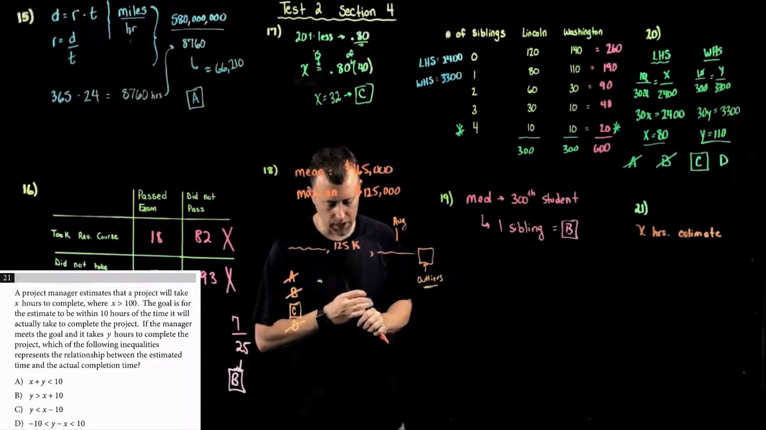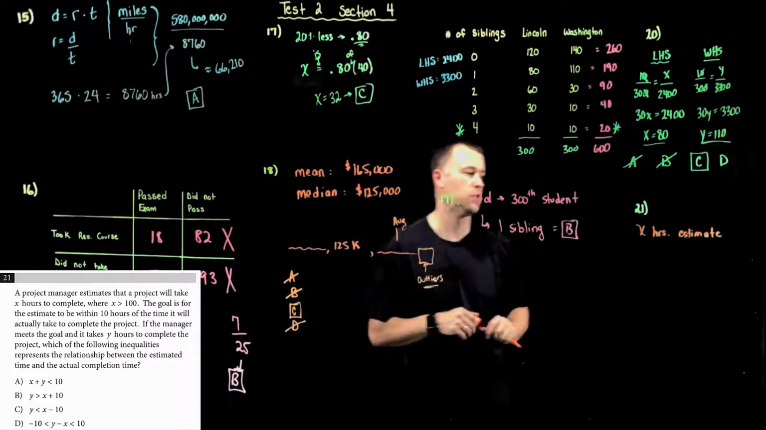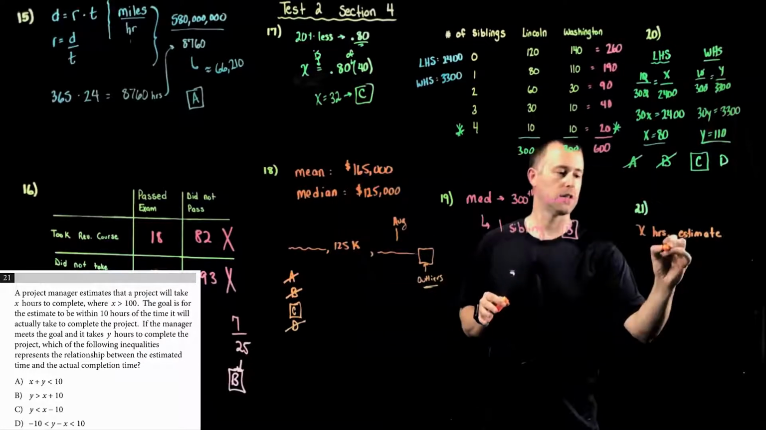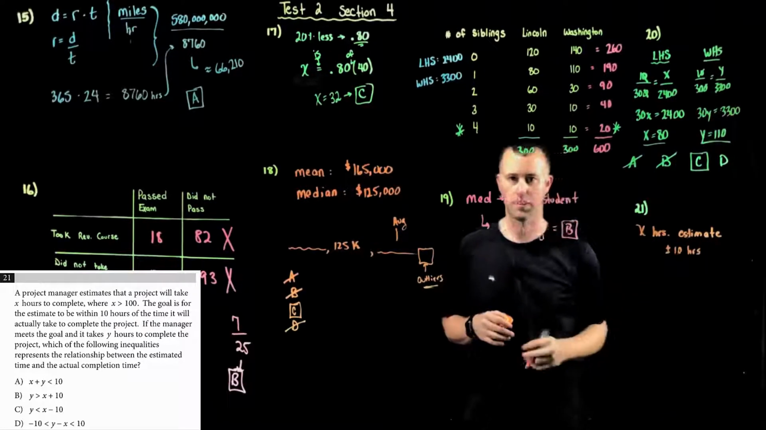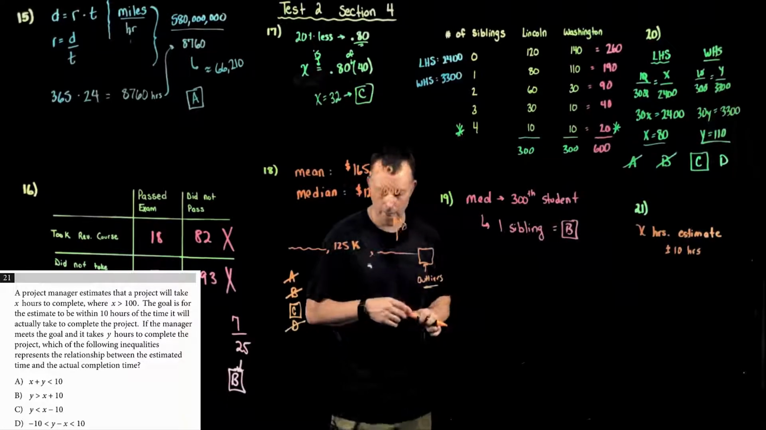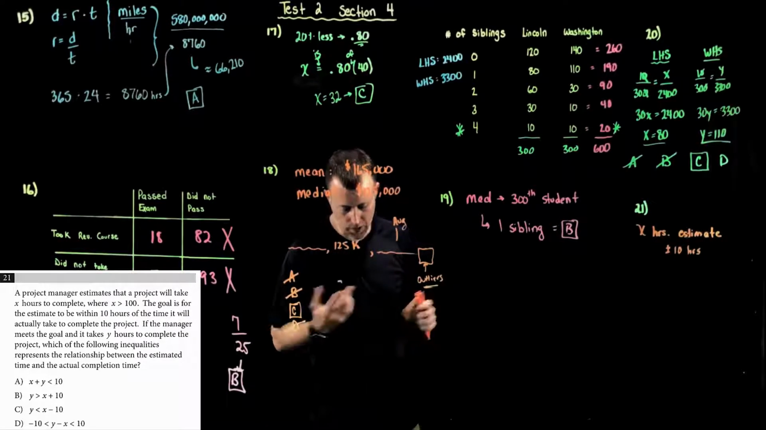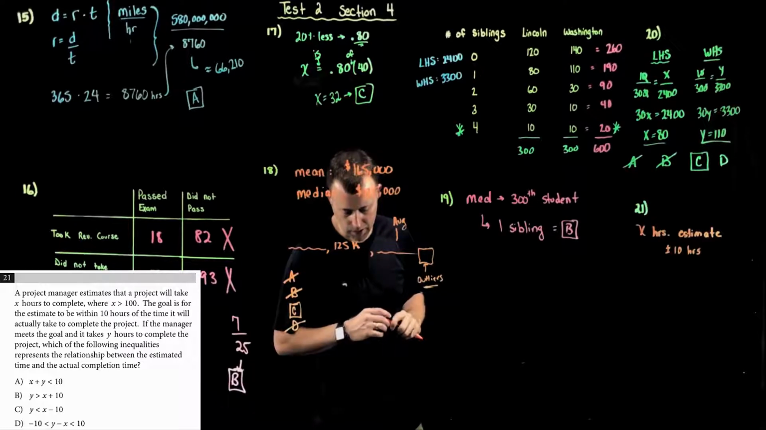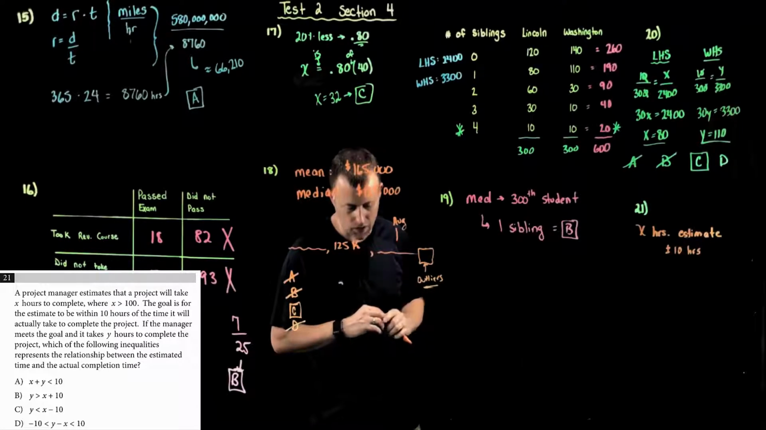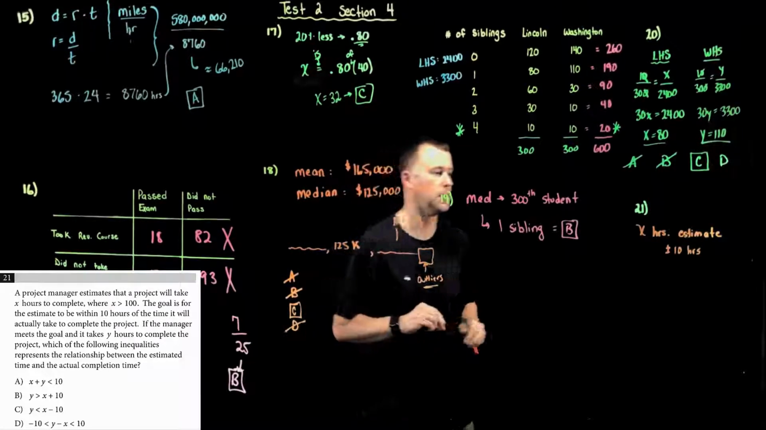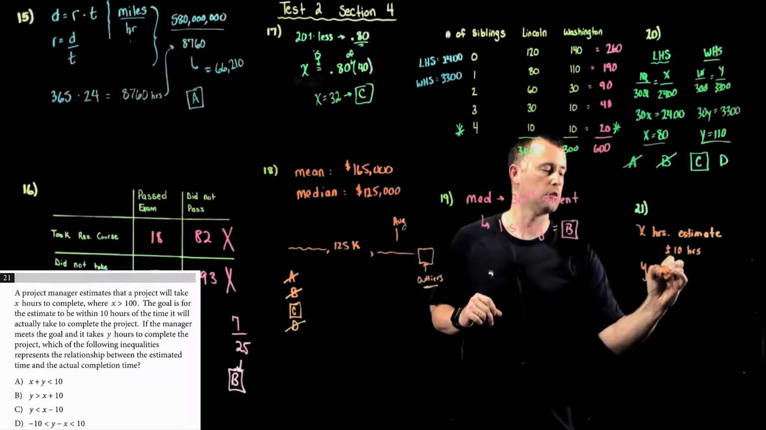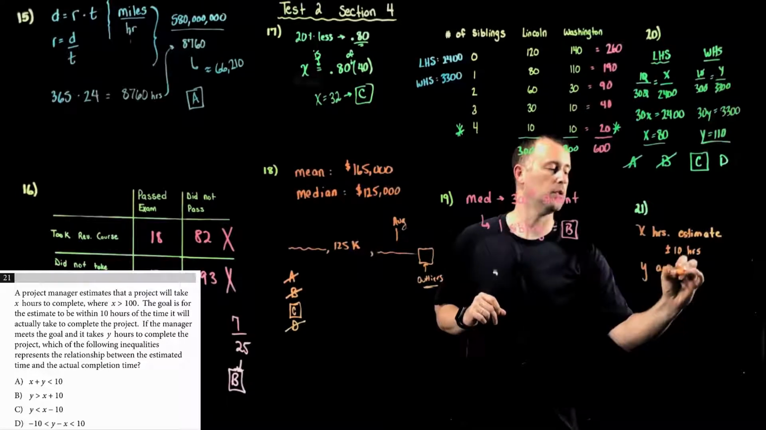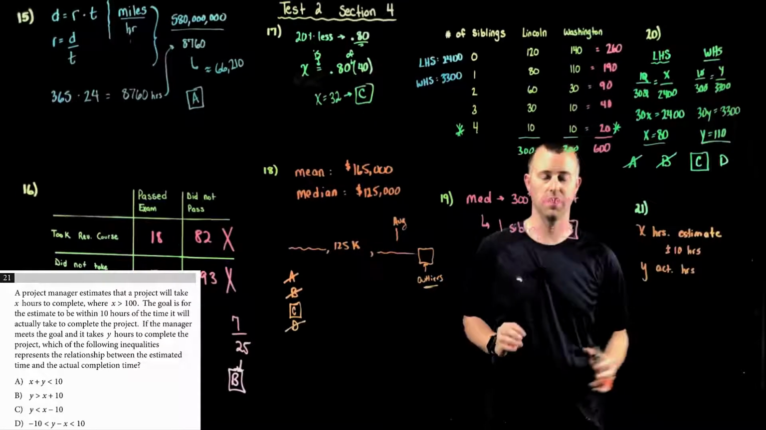The goal is for the estimate to be within 10 hours. So I have this estimate, and it's going to be plus or minus 10 hours, because it has to be within 10. Okay? So it's within 10 hours of the time it will actually take to complete it. So the manager meets the goal, and it takes Y hours to complete. So we have Y hours. So I'll say Y actual. That means actual hours. These are all our relationships here.